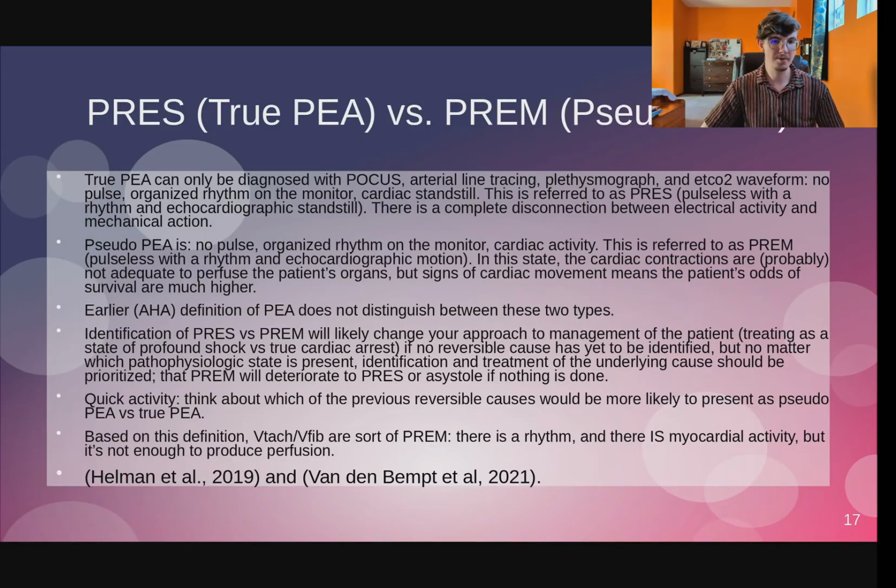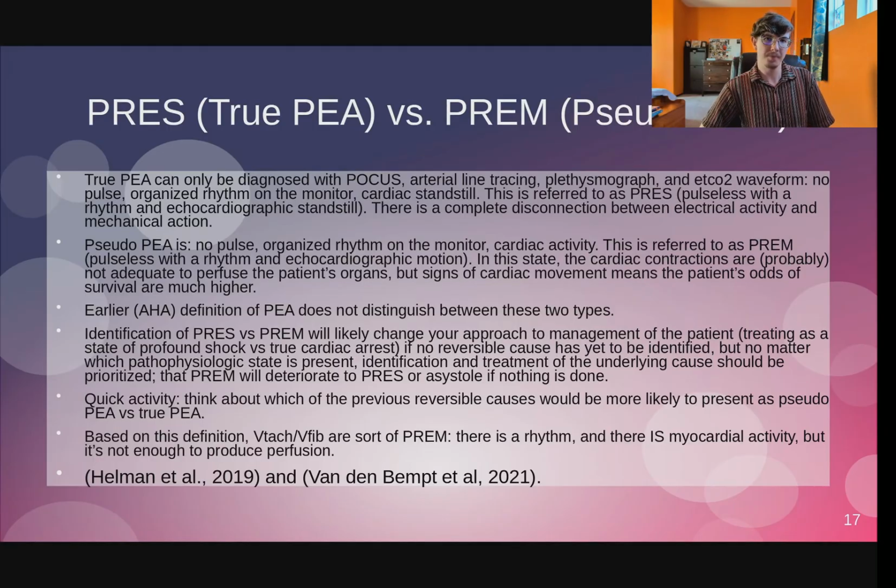And here's another final tidbit I want to leave you with. Based on this new definition of PEA, if you think about it, when earlier I was saying VTach and VFib, well, they're kind of just PEA. Well, based off of this definition, VTach and VFib are kind of just pseudo-PEA, right? There is a rhythm and there is myocardial activity. I don't know if you've ever seen an ultrasound of somebody who is in VFib, but you can see the heart fibrillating. It is moving. It's just not contracting properly, right? There is myocardial activity, but it's not enough to produce perfusion. And that way, it kind of is a pseudo-PEA, isn't it?